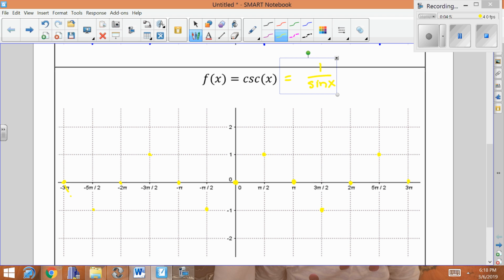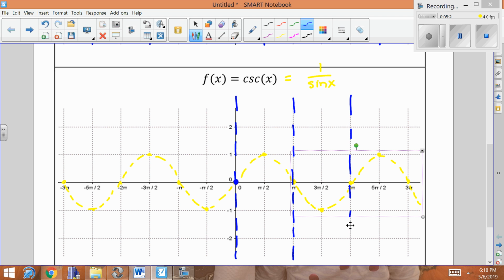Just like before, I'm going to graph it just kind of dashed to show that it's not an actual part of our cosecant graph there, but it's going to help us kind of guide it. Same points as last time though. If we think about at 0, 0, if I do the reciprocal of 0, 1 divided by 0, that is undefined. That's going to be our asymptote. So at pi we have an asymptote, at 2 pi we have an asymptote, 3 pi we have an asymptote, and so forth.